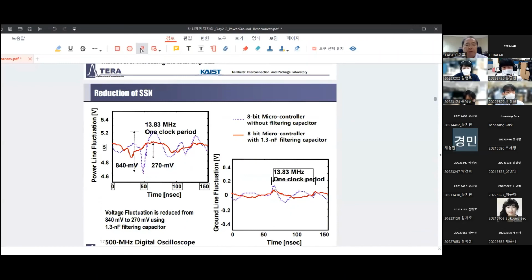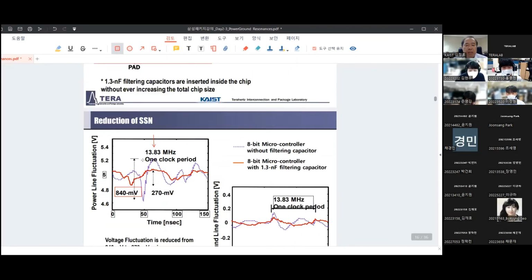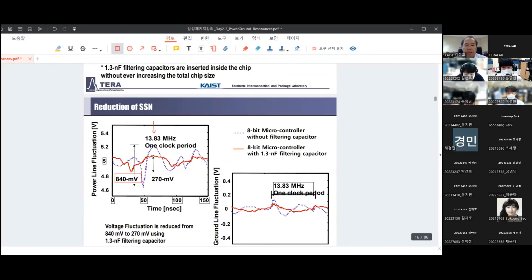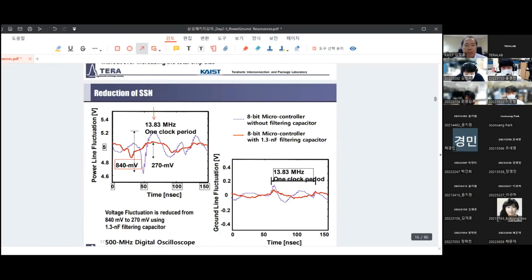At the time, the clock frequency was really small, very slow, 13.83 megahertz. Right now, we are pursuing 100,000 times faster these days. And we measured the power supply noise. Without those decoupling capacitors, we measured 840 millivolts. And with this simple 1.3 nanofarad on-chip decoupling capacitance, we were able to measure 270 millivolts.